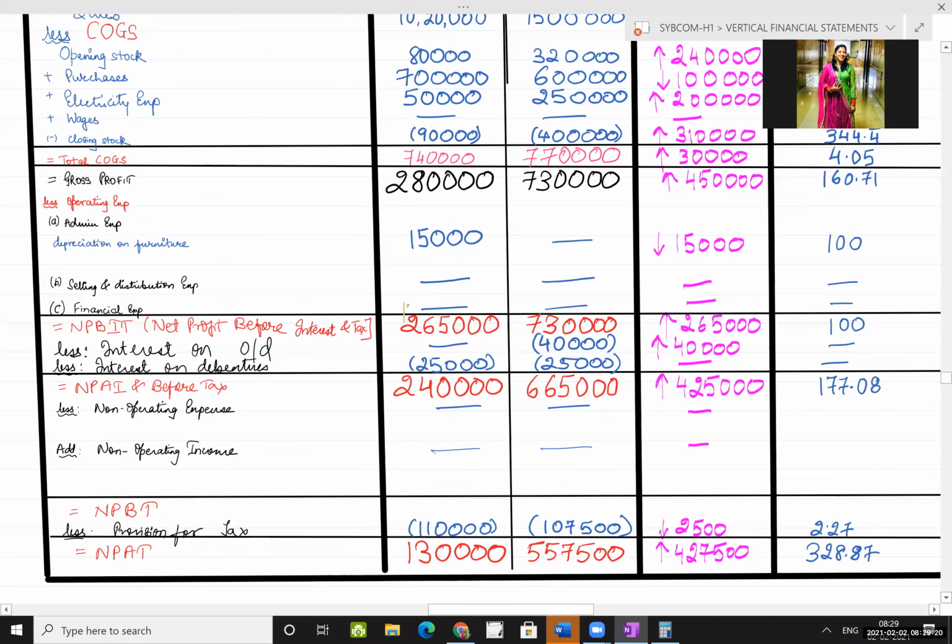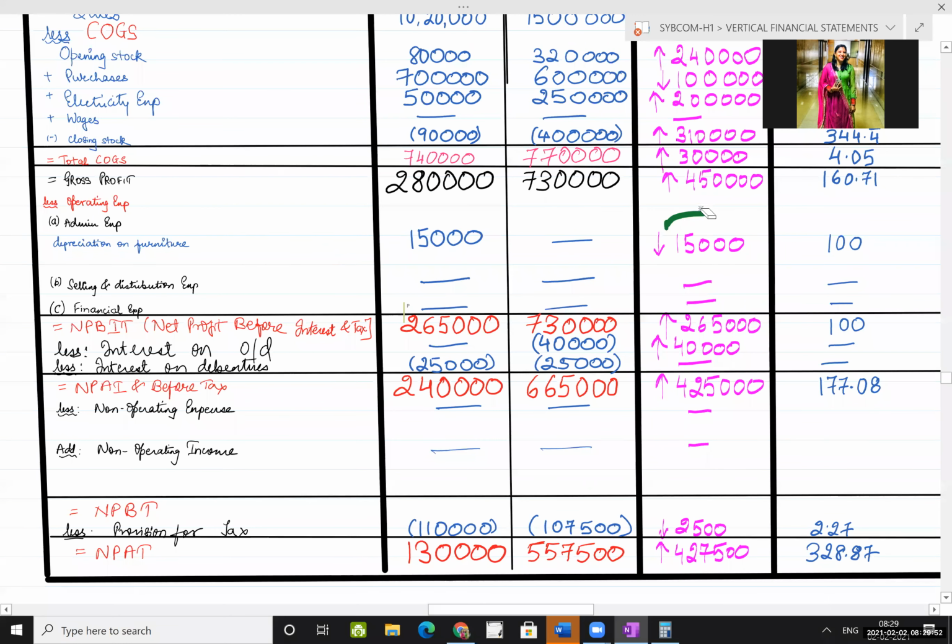Next, operating expenses में I have admin expenses. In admin expenses I have depreciation on furniture. Now look at this. This is 15,000 और यहाँ कुछ भी नहीं है, डैश है मतलब ज़ीरो. तो 15,000 माइनस ज़ीरो. 15,000 था पहले और अभी ज़ीरो हो गया, मतलब कम हो गया, बराबर ना? Are you understanding? पहले 15,000 था फर्स्ट ईयर में और नेक्स्ट ईयर में वो ज़ीरो हो गया, मतलब 15,000 कम हो गया ना.